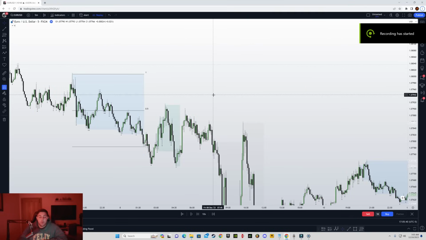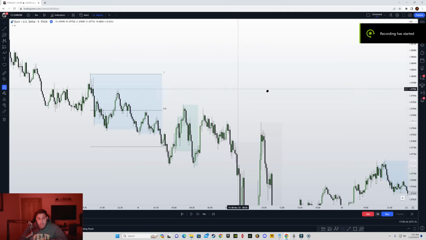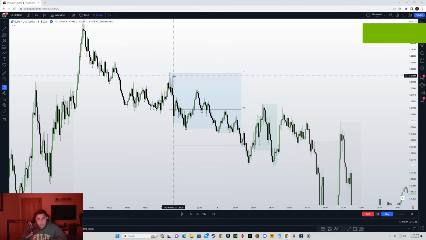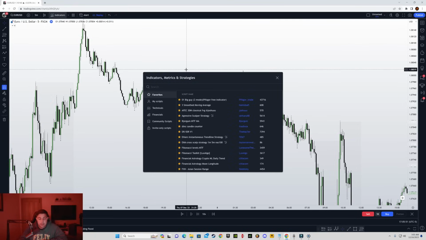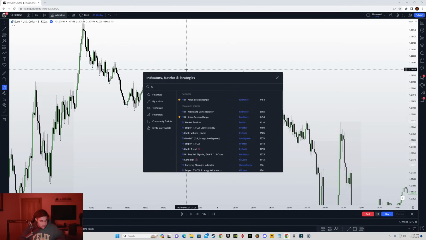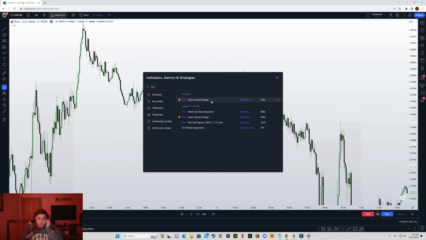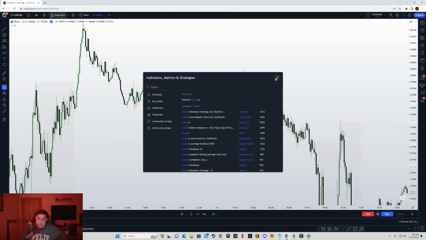All right, everybody, so here is the last example, and you can see that we marked out the Asian high and the Asian low. So I forgot, these are the indicators that I'm using. For the Asian session range, type in FXN and you'll see this indicator by Rob Minty. And for the fractals indicator, I'm using the fractals by Rachel T.